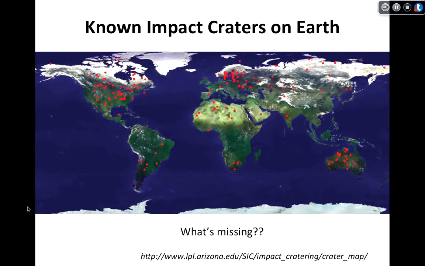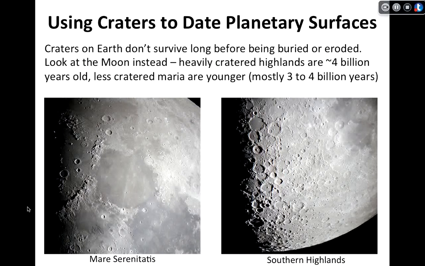The oldest piece of oceanic crust is only 200 million years old, whereas the continents go back much older, up to 3 or even 4 billion years old. And so the oceans haven't been hit as much by meteorites anyway. But we can see this if we look at the moon.